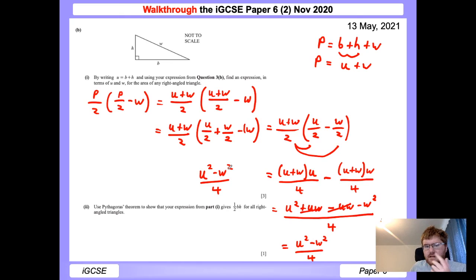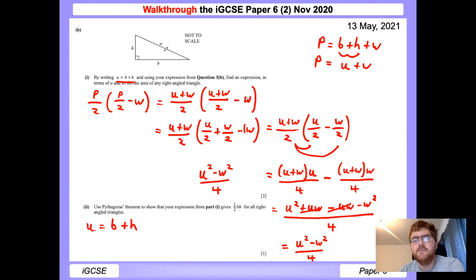And the very last part here, the very last question, use Pythagoras' theorem to show your expression from part 1 gives a half BH for all right angled triangles. Okay, so notice we don't have B or H in this formula whatsoever. So we need to make sure we can pop it in. The first thing that we know is that substitution from before, so this substitution. We know that U is equal to B plus H. However, we don't know what W is in terms of B plus H.